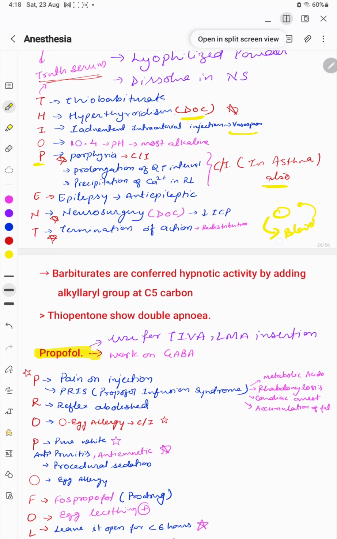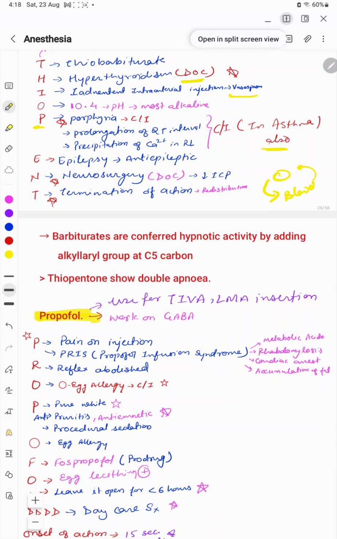This is called redistribution. Barbiturates have hypnotic activity conferred by adding an alkyl or allyl group at the C5 carbon. This is an important question: why do barbiturates have hypnotic property? By adding an alkyl or allyl group at the C5 carbon. Thiopentone shows double apnea due to redistribution.